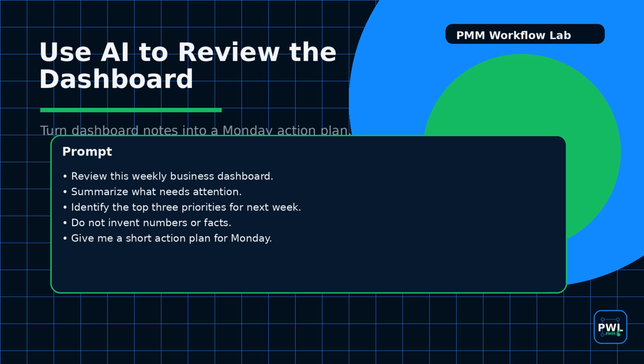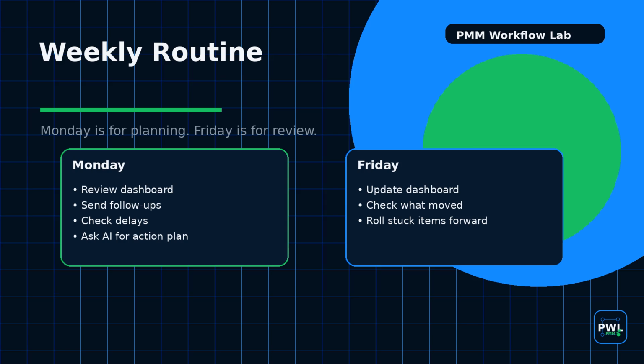Once this dashboard works, you can upgrade it later. You can add charts, you can connect form responses, you can connect quote trackers, you can add automatic reminders, you can build a full operations dashboard. But start with the simple version: 5 sections, 1 weekly summary, 1 AI review prompt, 1 Monday action plan.